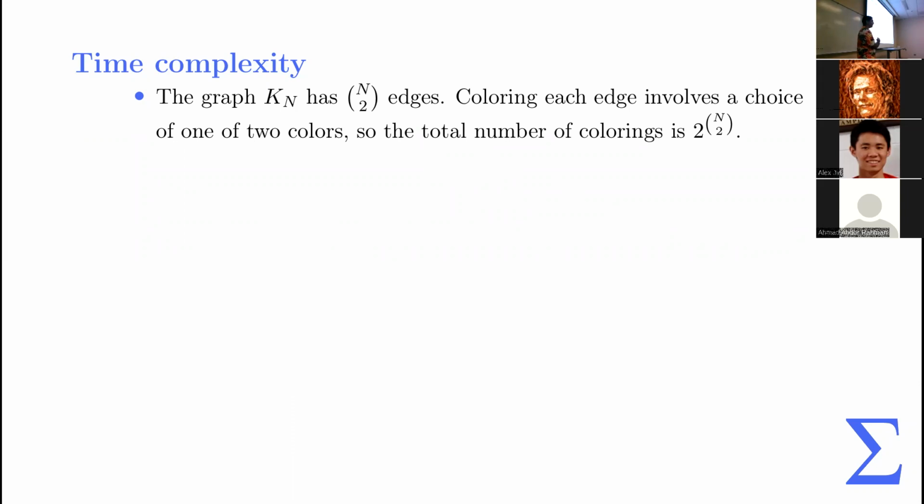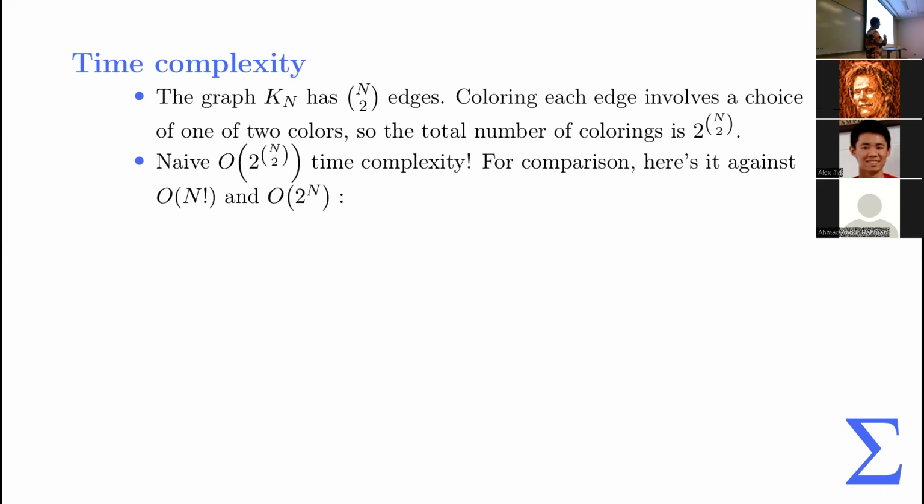So the graph K_n has n choose 2 edges, right? That's because an edge can be interpreted as a choice of which two vertices you want to connect. All possible choices, that's n choose 2. And keep in mind that is quadratic. And coloring each edge is a binary choice. So the total number of colorings is 2 to the power of n choose 2, right? So it looks like the complexity would be 2 to the power of n, but it's really 2 to the power of n squared. That's the complexity that we're looking at.